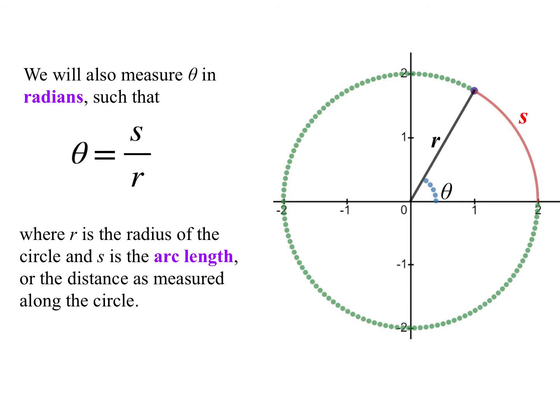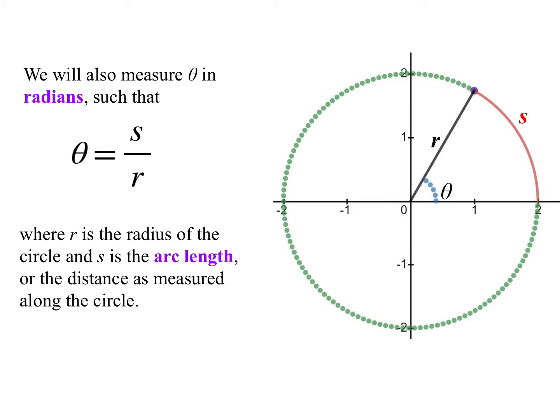We will be measuring our angles in radians, which says that the angle is going to be defined as the arc length taken along a circle when the circle's radius is known. And we define our angle to be that arc length over the radius of the circle. Right, the distance measured along the circle.